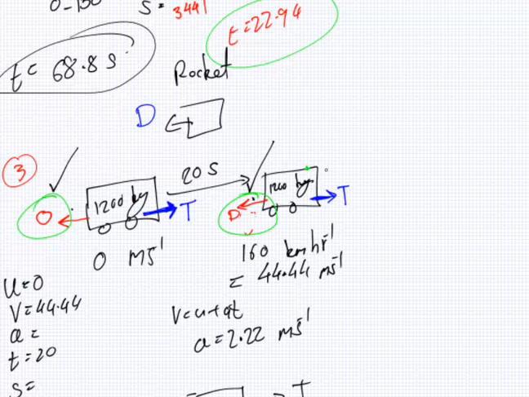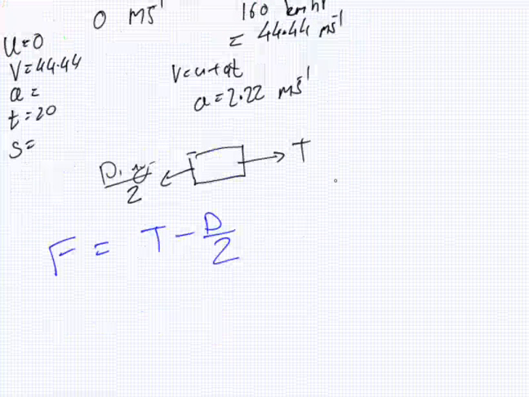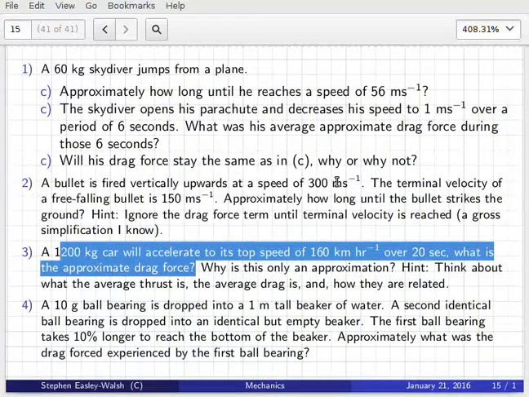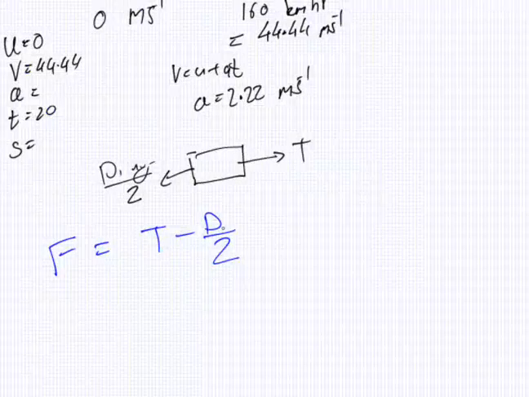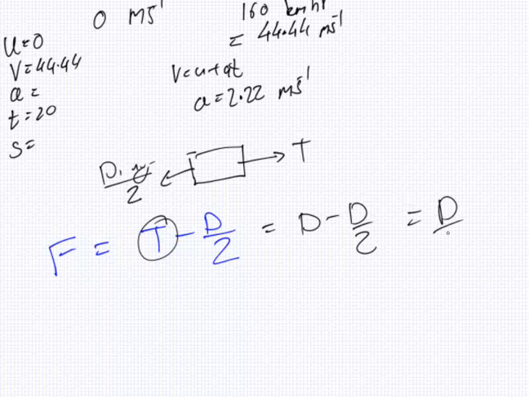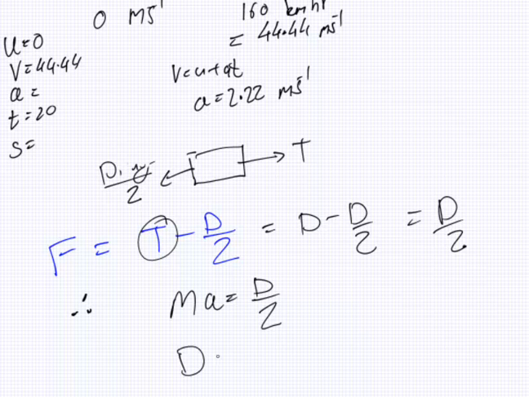Did you get 44.44 meters per second? Yes? Okay. So U is 0, V is 44.44, T is 20. I really want to know what the A is. It seems kind of small. 2.2 or 2.22? I'm not sure. Okay, let's check.